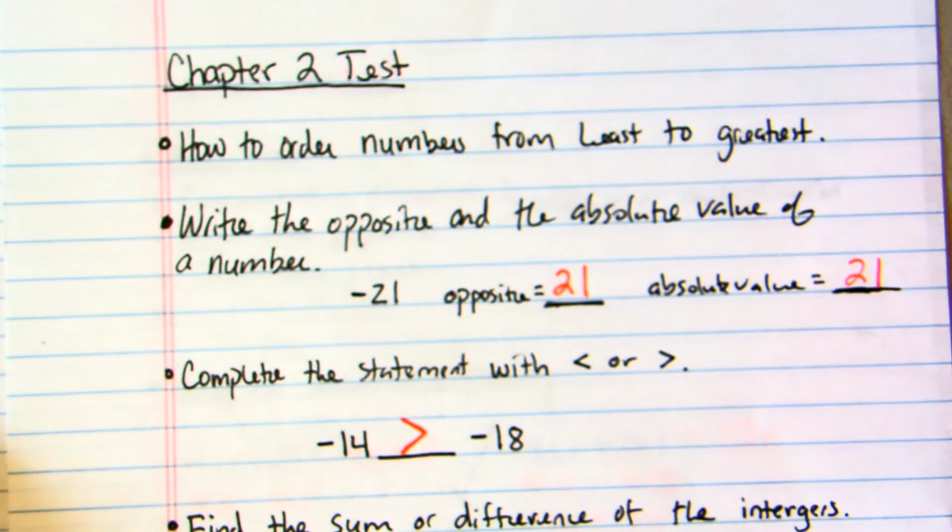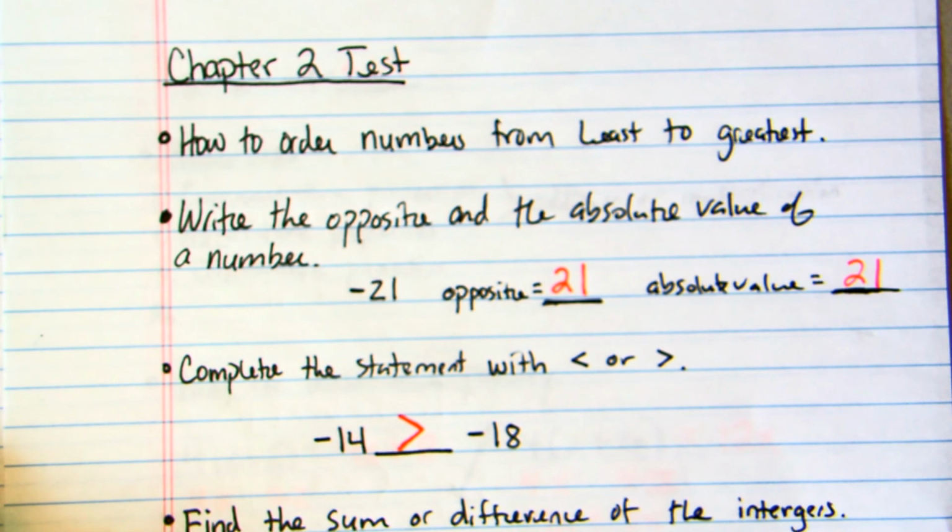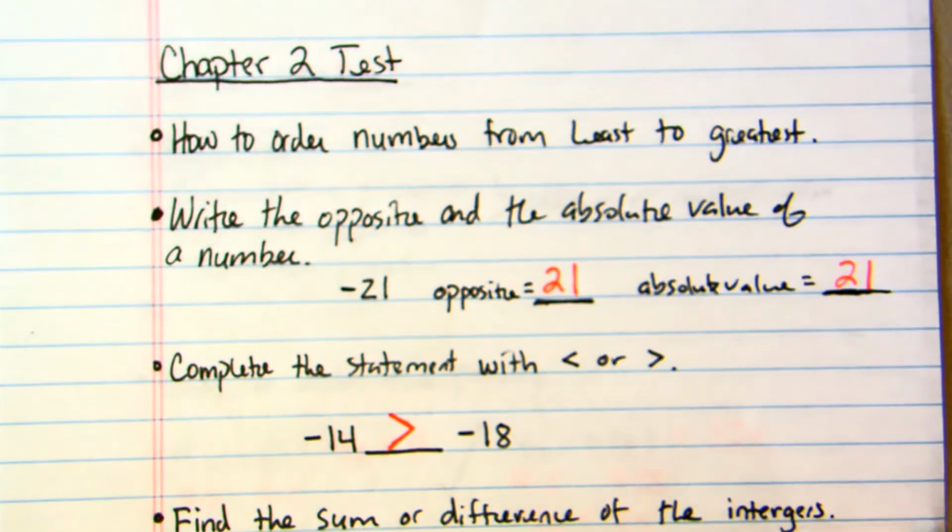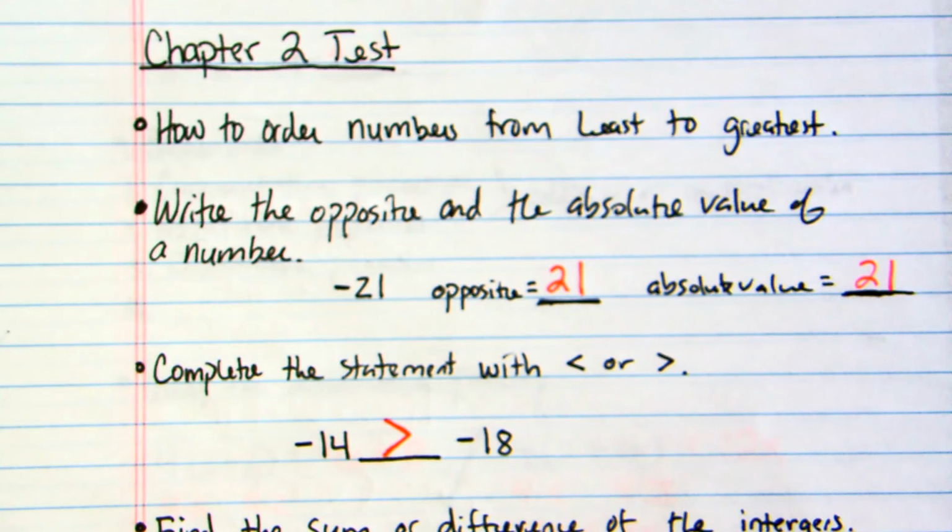Alright, this is our review for Chapter 2 for our junior high math test. Went over it pretty extensively in class, so it's not going to be too long. We talked about knowing how to order numbers from least to greatest. I think we all have that.